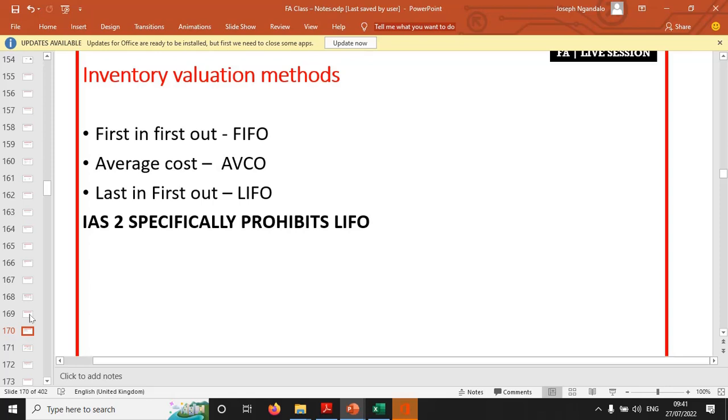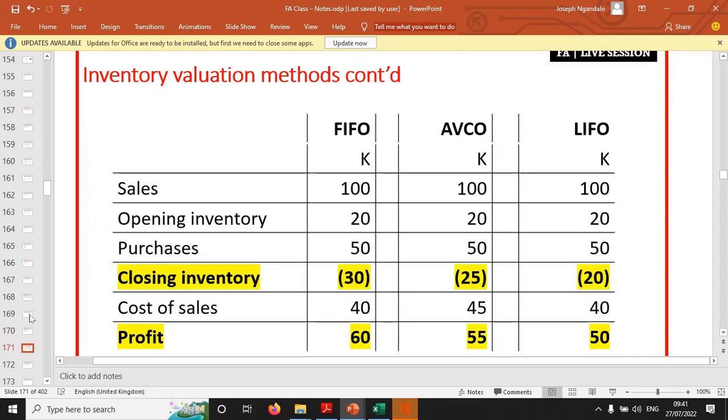Okay, can we proceed? I just wanted to bring in an example here to help take the point further on inventory valuation. My focus is on closing what? Inventory. Did you hear what I said? On closing what? Inventory. The point is this: the higher the closing inventory, the higher the reported profits. Is there a question?